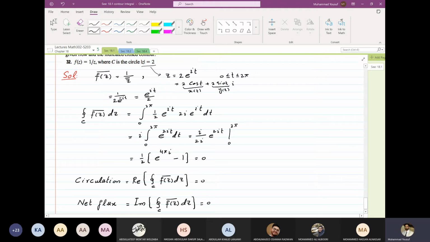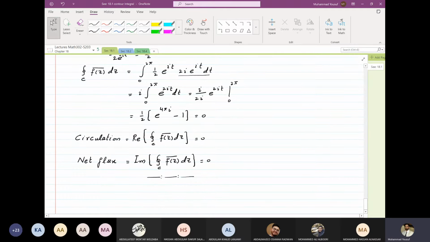This was written before. So in this integral over c of f of z bar dz, we replace f of z bar by e power it over 2, and then dz is 2i e power it dt. From z equal to 2 e power it, dz is 2i e power it dt. And the 2 cancels, i is there, e power it times e power it is e power 2it, then we integrate and apply limits. That's it. This is what we get.